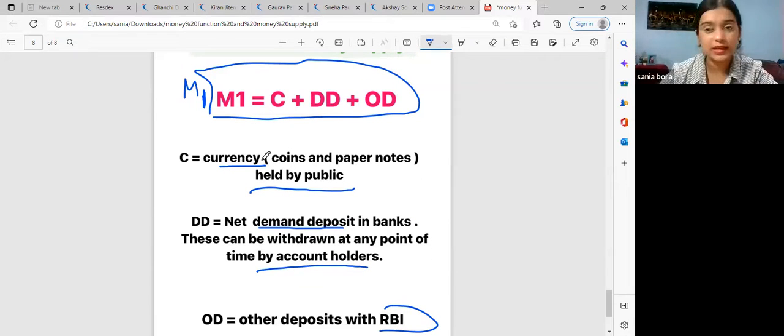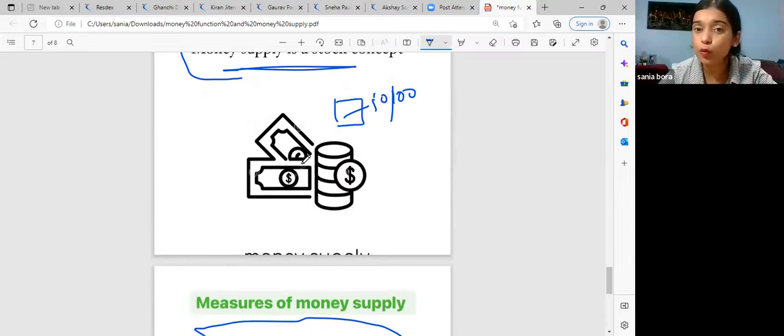C is currency, and currency is in two forms, coins and paper notes, and these are held by the public. If I ask you currency is held by whom, banks or public, you will say, ma'am, public. If I ask you demand deposits are held by whom, you will say, ma'am, bank. Whenever you keep your money inside the bank, it is known as demand deposit. Whenever you keep your money with you in the form of paper notes or coins, that is known as currency. But once you deposit that currency in the bank account, the name changes, and it becomes demand deposit.